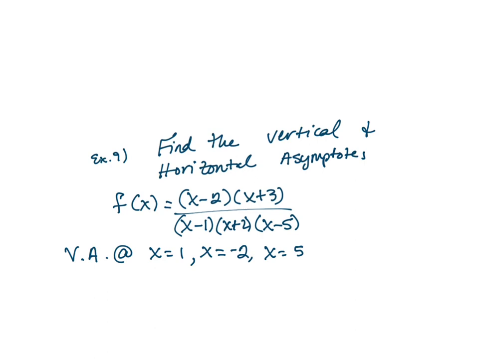Cool? Your horizontal asymptote needs to go, look at the degrees. What's the degree on top? 2. It's going to be x squared. If I FOILed that out, I would have x squared. On the denominator, I have x times x times x. That's going to be x cubed. If I have the bottom with more than the top, we're going to have a horizontal asymptote at y equals 0. Okay?